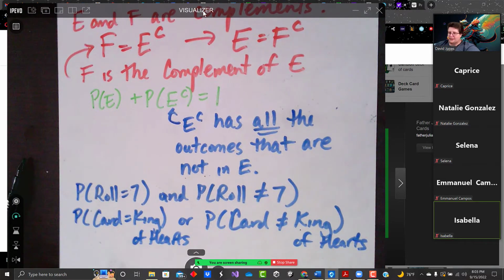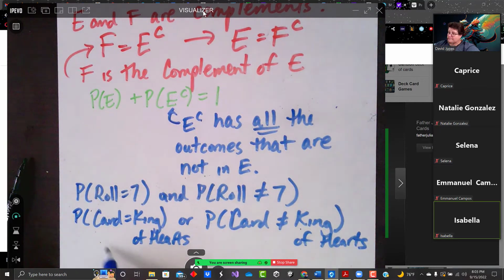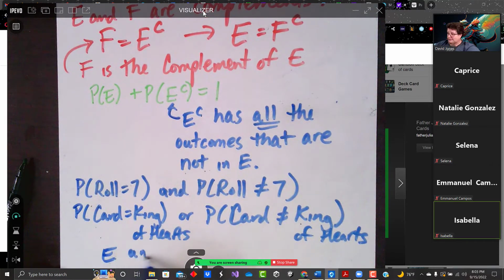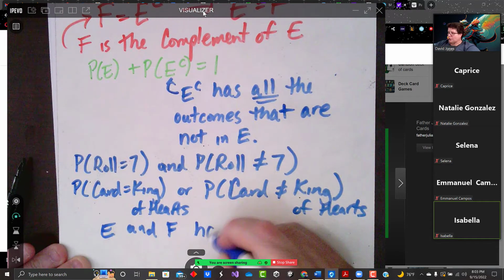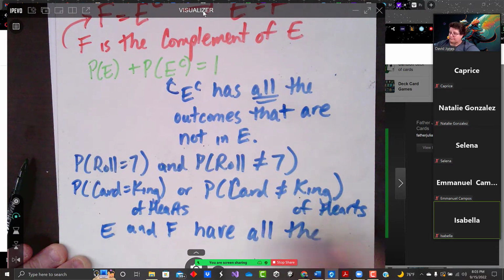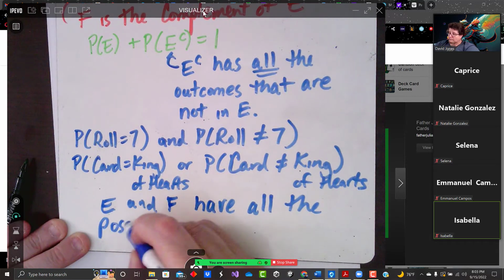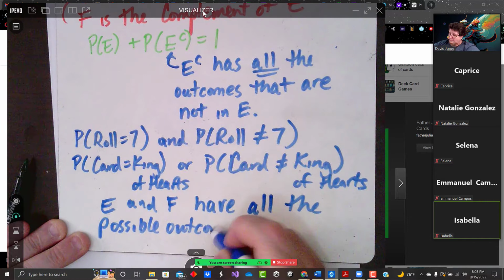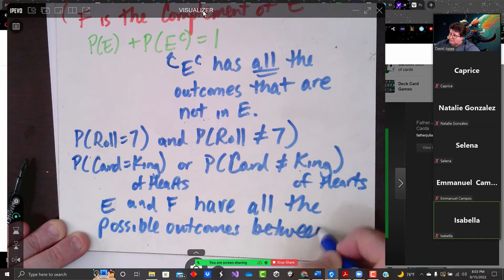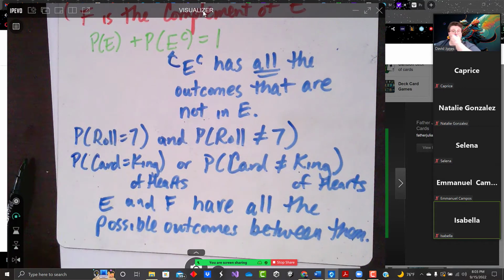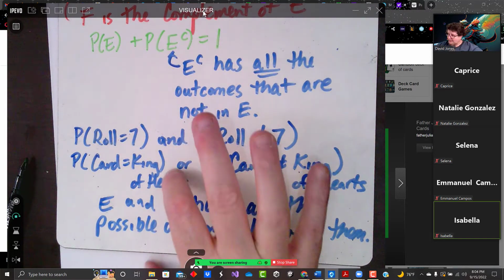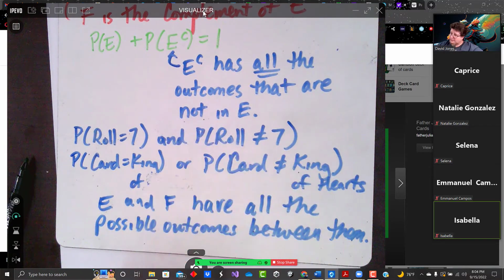As long as these two, when added together, events E and F, have all the possible outcomes between them. Let me pause for a little bit. There's a lot to write down. That looks like a weird word. I'm going to rewrite that. It should say hearts.